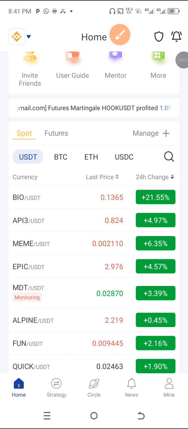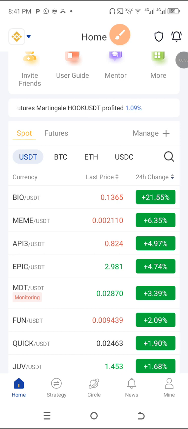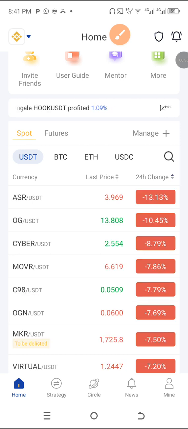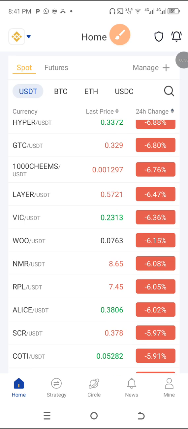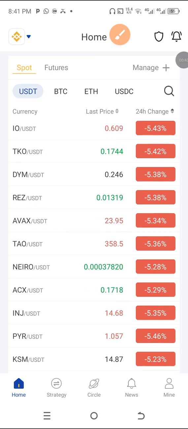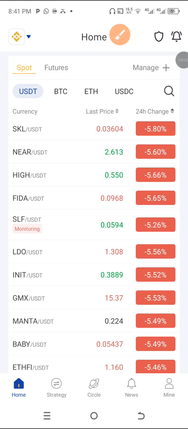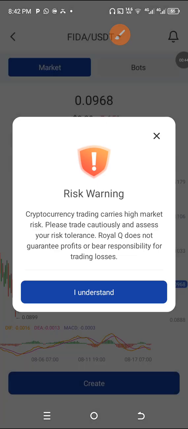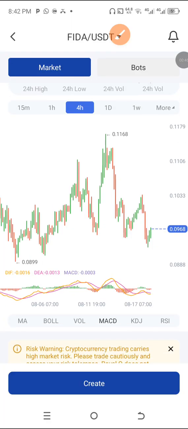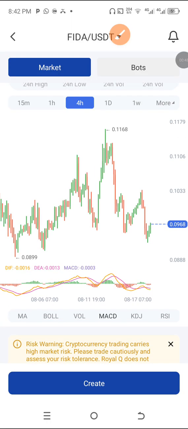What are you going to do? You will just come here and tap into this coin. Those who are trading spot, or those who are in the spot market, you just come here. You see the coins that have fallen. You choose any. You have chosen Feeder. You see now Feeder is here.